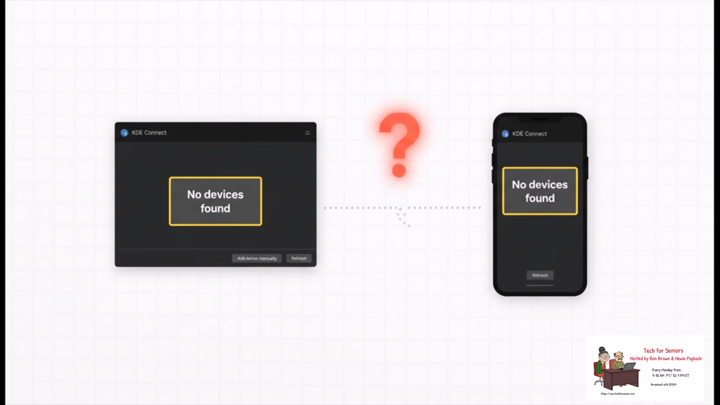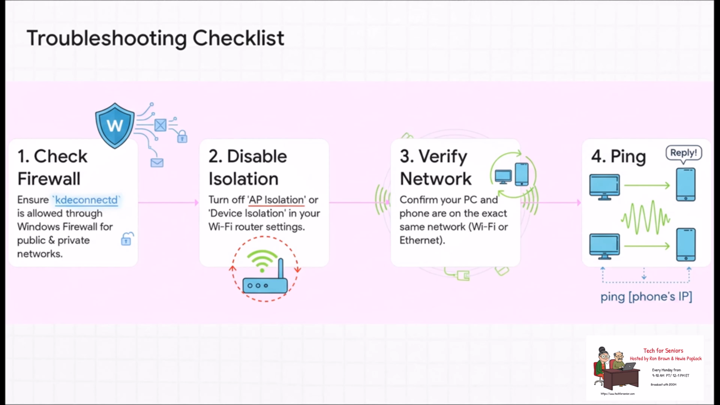This right here. This is a screen that makes people want to give up. Both your phone and your PC are running the app, they're on the same Wi-Fi, but they're acting like total strangers. So let's figure out how to fix it. All right, here's your checklist. Number 1, dive into the Windows firewall and make sure a service called KDE Connect D is allowed through on both private and public networks.